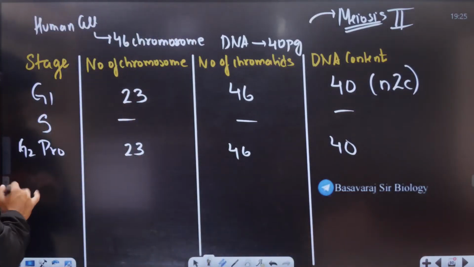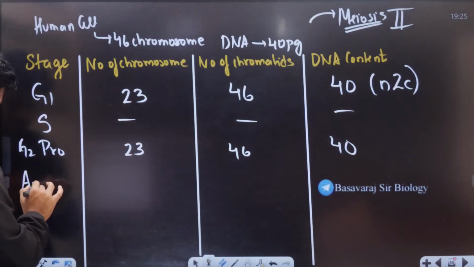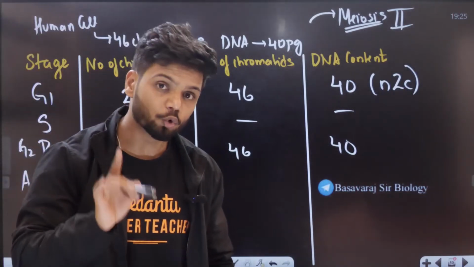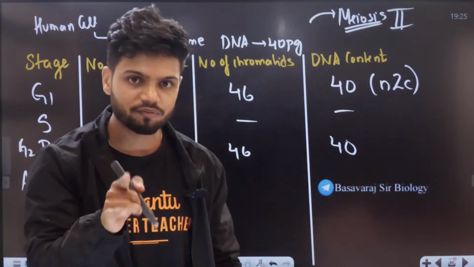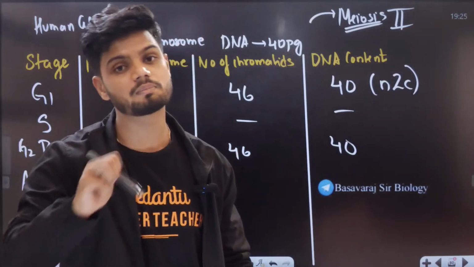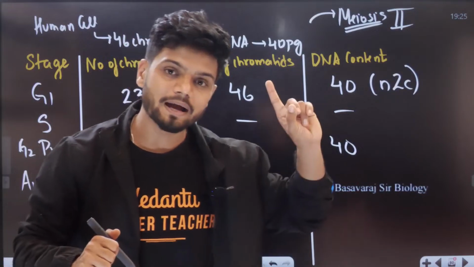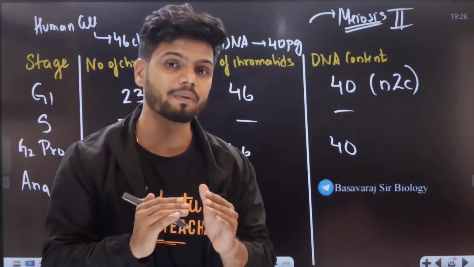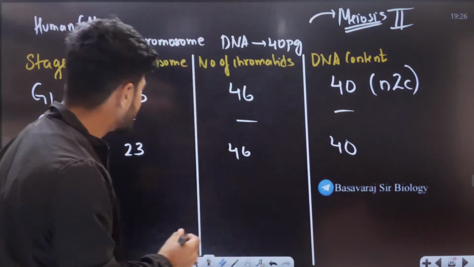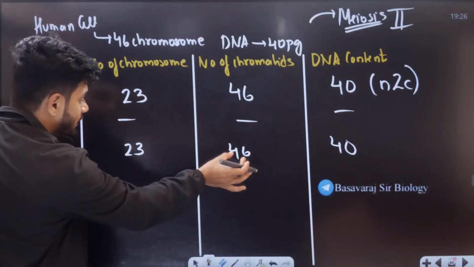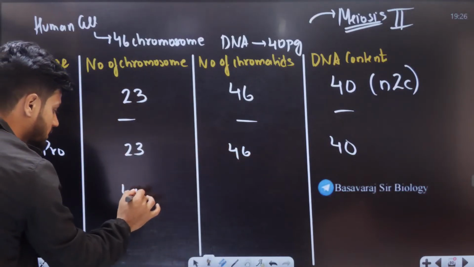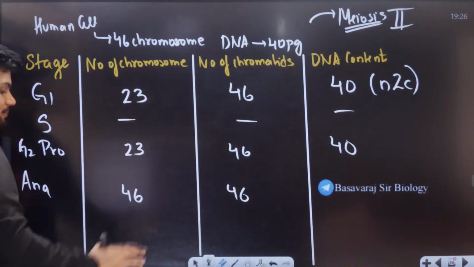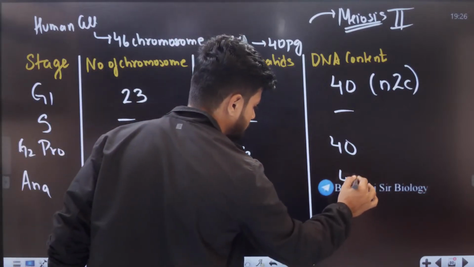Now what happens in the case of anaphase 2? Anaphase 2 is similar to mitosis. In mitosis we learned that every single chromatid acts like a chromosome. So can I say this entire set of chromatids will act like chromosomes here? 46. DNA content will remain the same, 2C will remain as 2C.